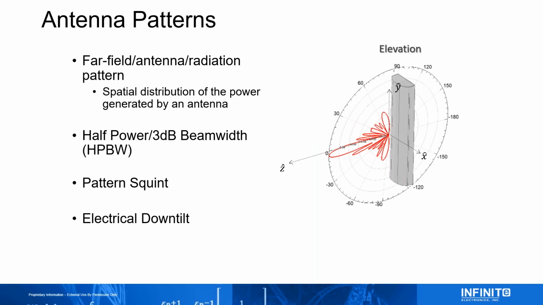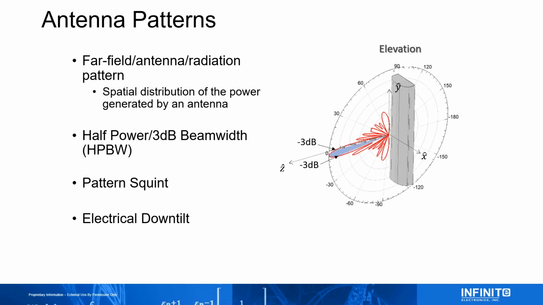Now, if we take the other cut in the vertical direction, it's called the elevation pattern. That's along the length of the sector antenna, and this is actually where we get the high gain from a sector, because we narrow our beam width in the elevation so much that we squeeze all that power into that little beam right there.